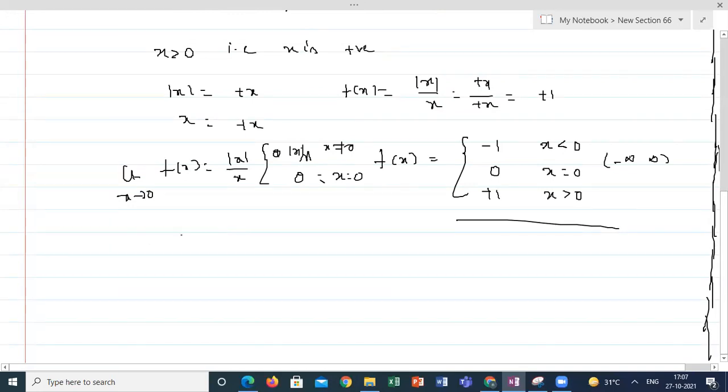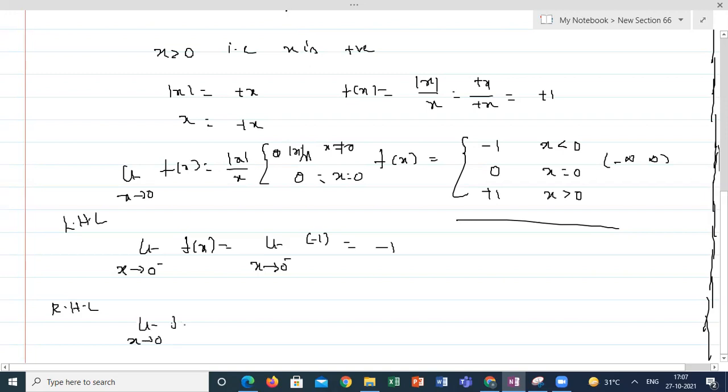Now how to apply limit x tends to 0 minus, this is the left hand limit of f of x. X tends to 0 minus means it's less than 0. If it is less than 0, limit x tends to 0 minus of minus 1. It's a constant function, so it is always minus 1. Same as if I'm taking the right hand limit, limit x tends to 0 plus of f of x will be equal to limit x tends to 0 plus of 1. So the answer is plus 1.